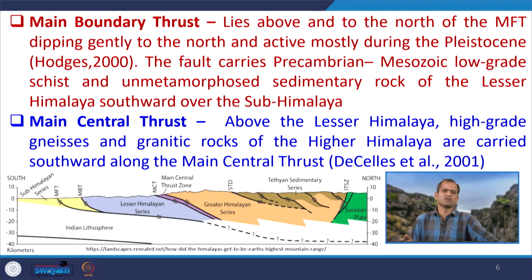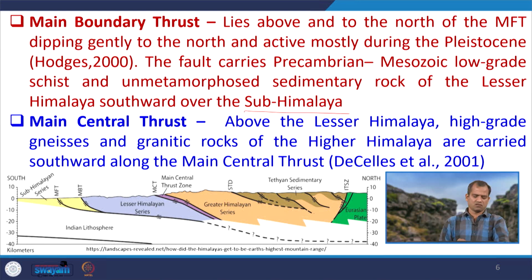Then north of it is the main boundary thrust, or MBT. It lies above, to the north of the MFT, dipping gently to the north and active mostly during the Pleistocene, and this fault carries the Precambrian, Mesozoic, low grade schist and unmetamorphosed sedimentary rock of the lesser Himalayan sequence southward over the sub-Himalayan sequence. So, this separates the sub-Himalayan from the lesser Himalayan sequence, that is the main boundary thrust.